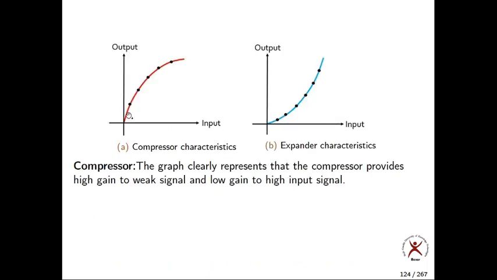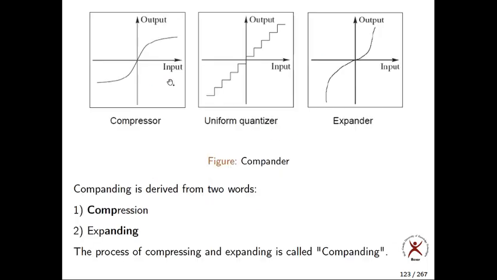This is compression and this is expansion. They should be exactly opposite of each other. Why? Because we don't want to alter our message signal. We are using compression only to realize the non-uniform quantizer, but in the process of compression, you are also changing the message signal.